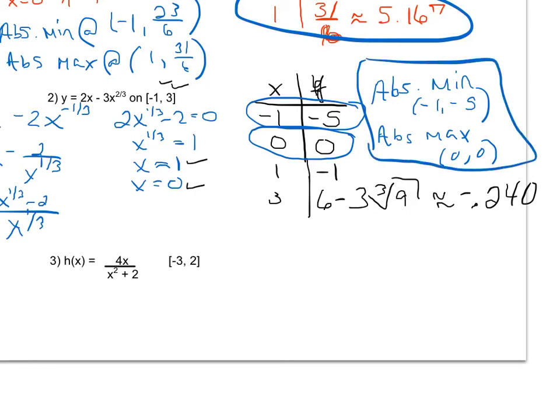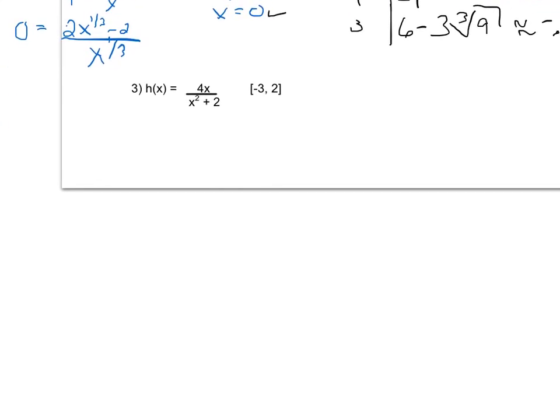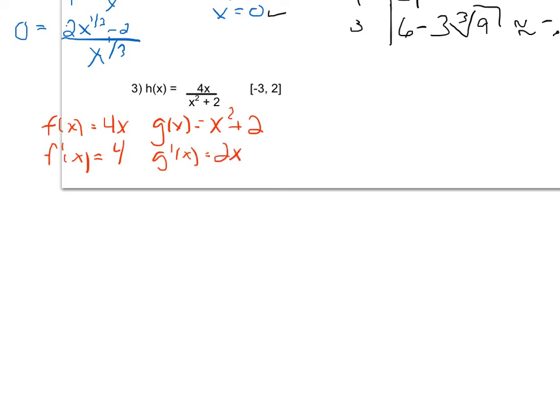And finally, looking at the last example, I would definitely encourage you, if you haven't tried one on your own, to try one on your own at this point. And the first thing I'm going to do is find my derivative, so unfortunately I have to use the quotient rule here. My first is 4, so the derivative of my first is 4. My second is x squared plus 2, so the derivative of my second is 2x.